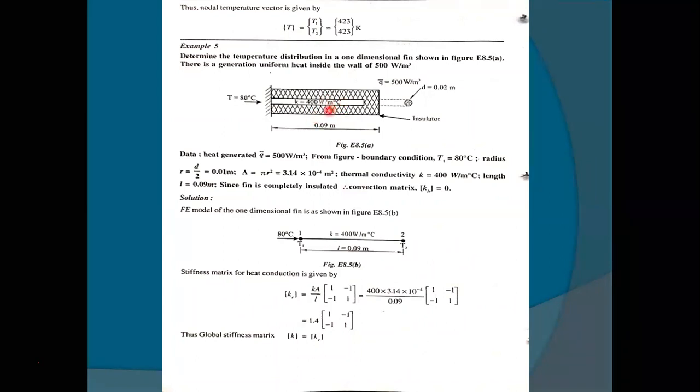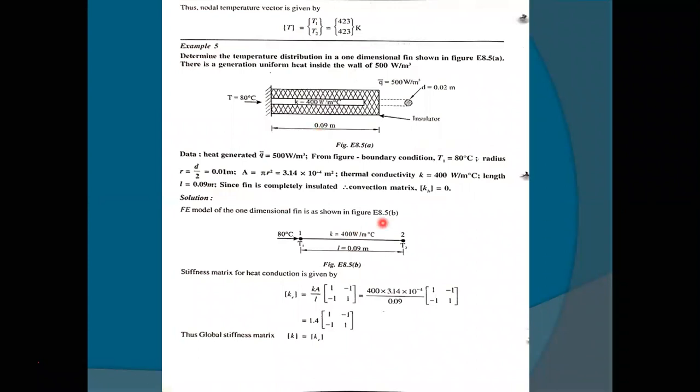So therefore again here the stiffness matrix KH is equal to 0. In the previous problem, they directly told us in the question to neglect the convection. But here the inclined lines mean the fin is completely insulated. There is no chance of heat coming from the fin to the outside. So therefore there is no convection. So in this problem also we are not going to calculate the stiffness matrix for convection, KH.